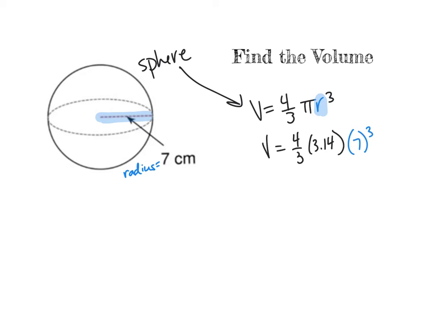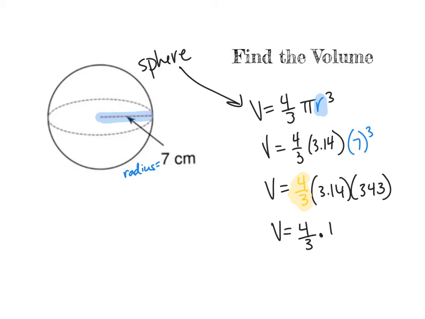All right, so let's go ahead and do order of operations. 7 times 7 times 7. Woo, that's 343. So volume is equal to 4/3 times 3.14 times 343. Now, again, I would hold off on this guy until the end, okay? So let's take 343 and times that by 3.14. Okay, I'm going to get a super crazy big number. Volume is equal to 4/3 times 1077.02.